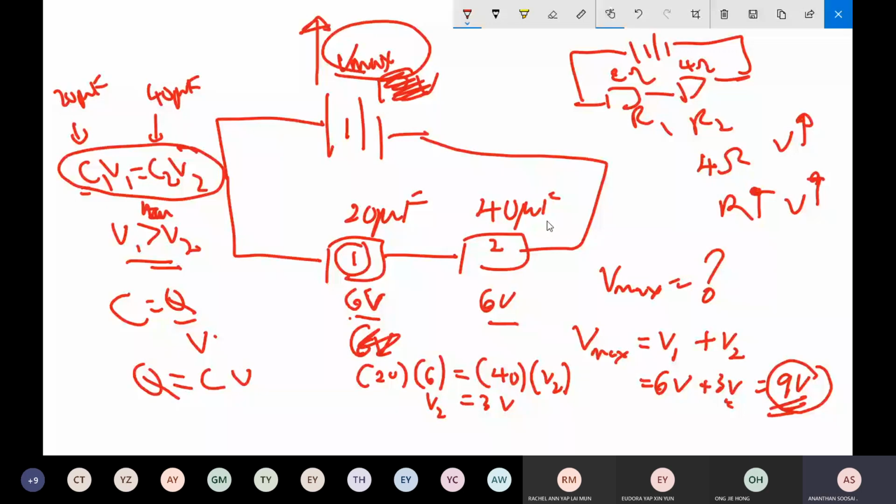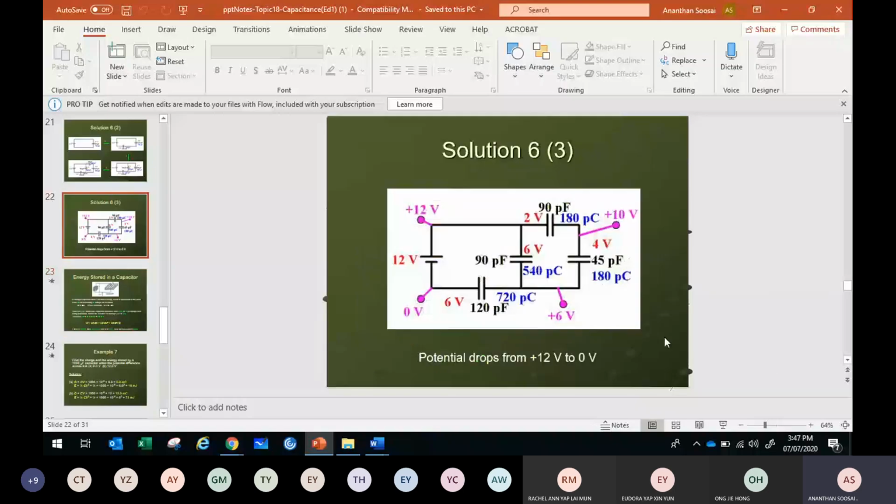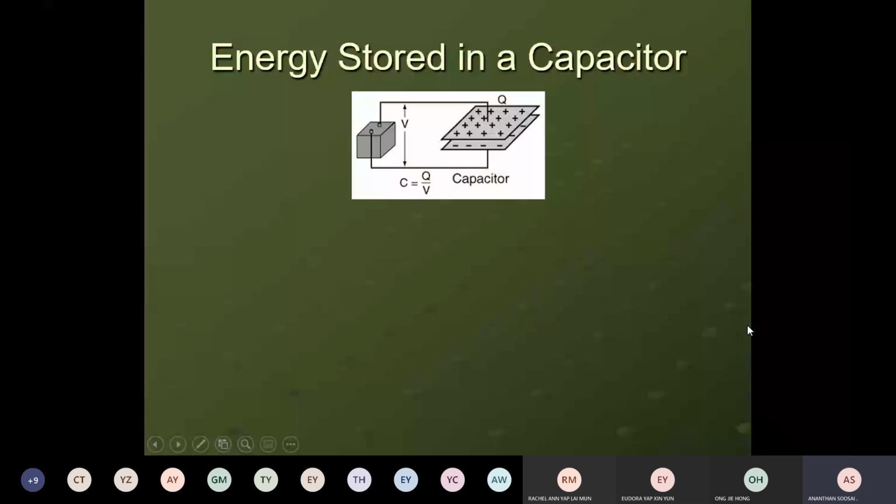Okay, so I move back. So that's capacitor in series and parallel.